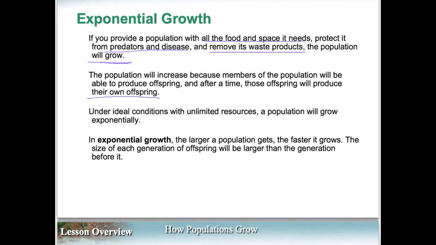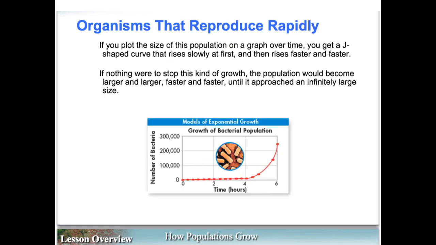Under ideal conditions, with unlimited resources, a population can grow exponentially. In exponential growth, the larger a population gets, the faster it grows. The size of each generation of offspring will be larger than the generation before it.